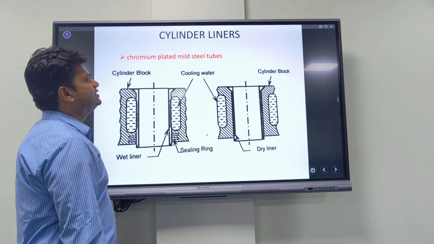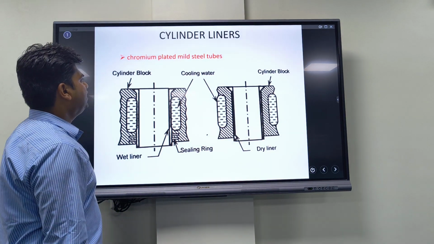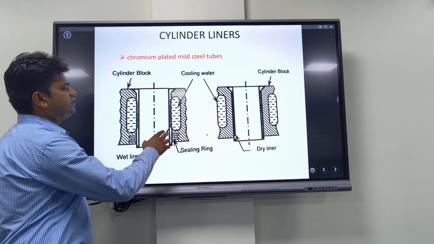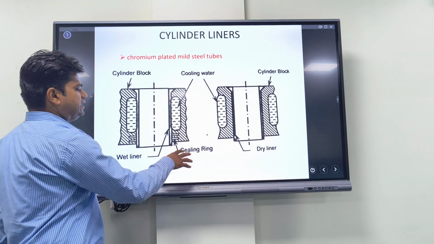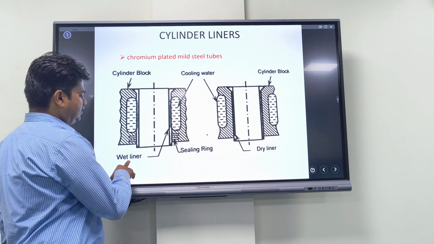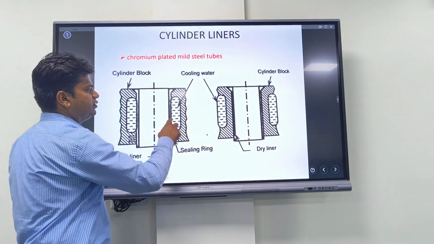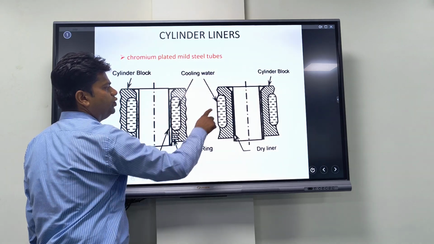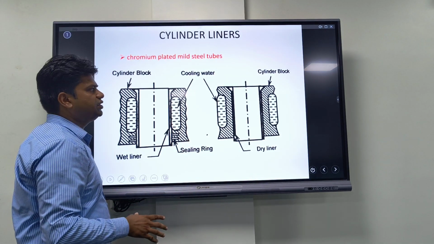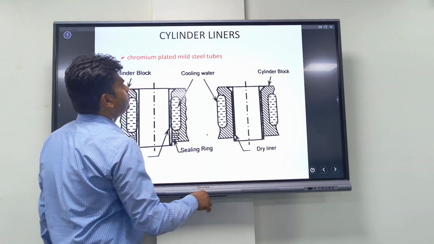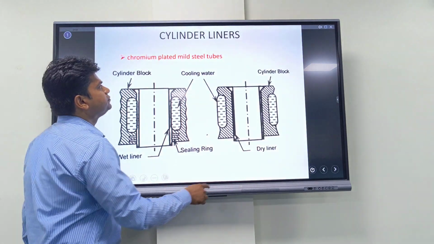Next slide is cylinder liners. Cylinder liners are basically used for... this one is the wet liner, this one is the cooling water. This jacket is provided for cooling of the internal combustion engine. This is the dry liner.